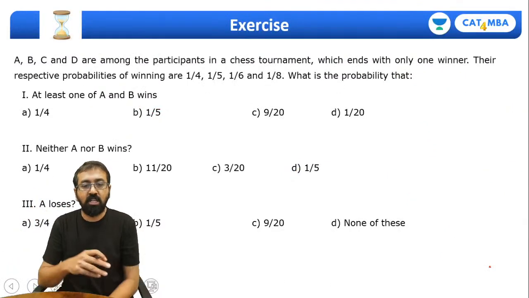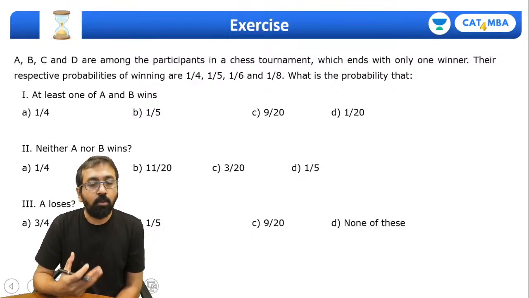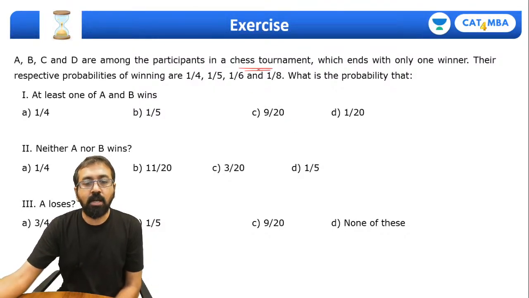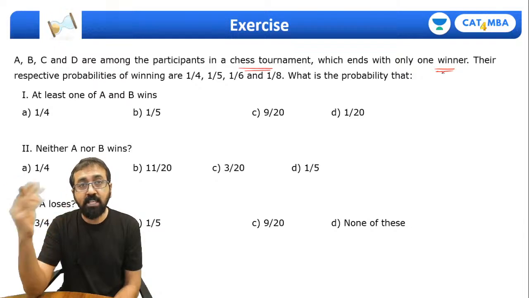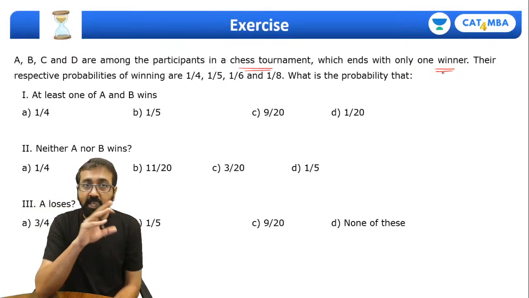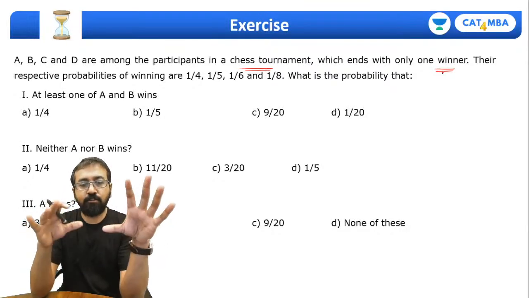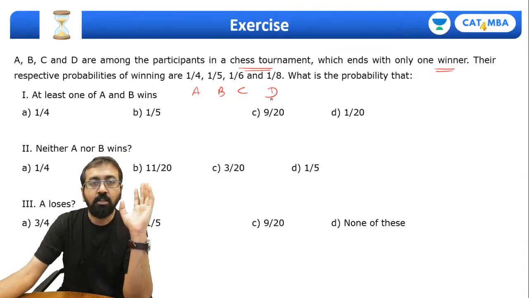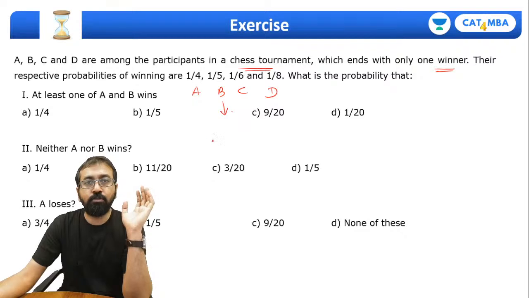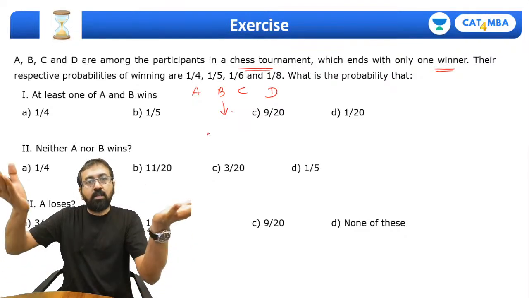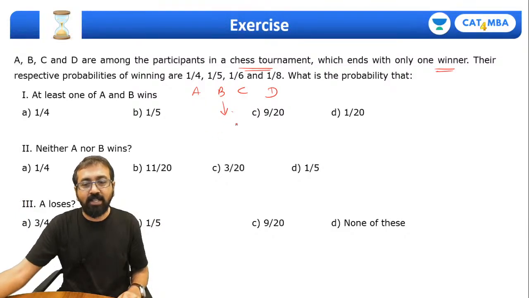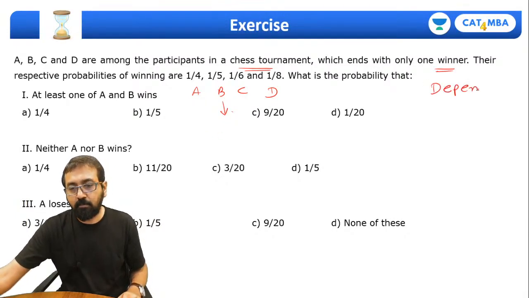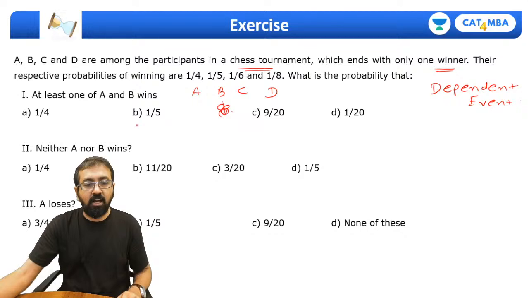So let's look at one more question. Now this is a case of dependent events. Why dependent events? Please understand, in the chess tournament there can be only one winner, and you are given the probability of each one winning. So if B wins or loses, definitely it will affect A's probability. Just imagine there are four, this is the probability of A, B, C and D winning that particular tournament. Of course only one is going to win. Now suppose B backs out from the tournament, so definitely the probability of all others winning will become higher, right? So that's why this is a case of dependent events.